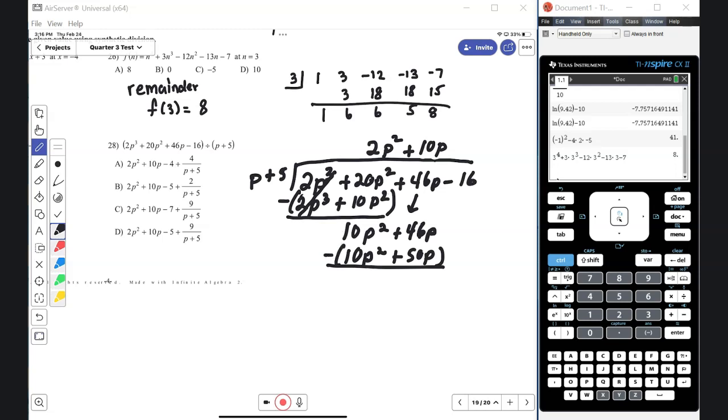And then you're subtracting. So you have 10p squared minus 10p squared. That's 0. 46 minus 50 gives you negative 4p minus 16. So you multiply negative 4 times p gives you negative 4p. Negative 4 times 5 gives you negative 20. You subtract. So negative 16 minus the negative 20, that's 4. That's your remainder. So your answer is 2p squared plus 10p minus 4 plus 4 remainder, 4.